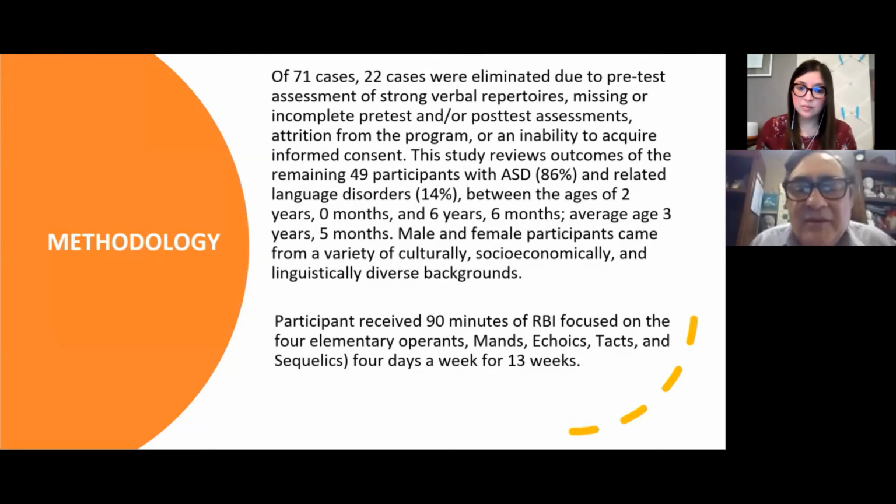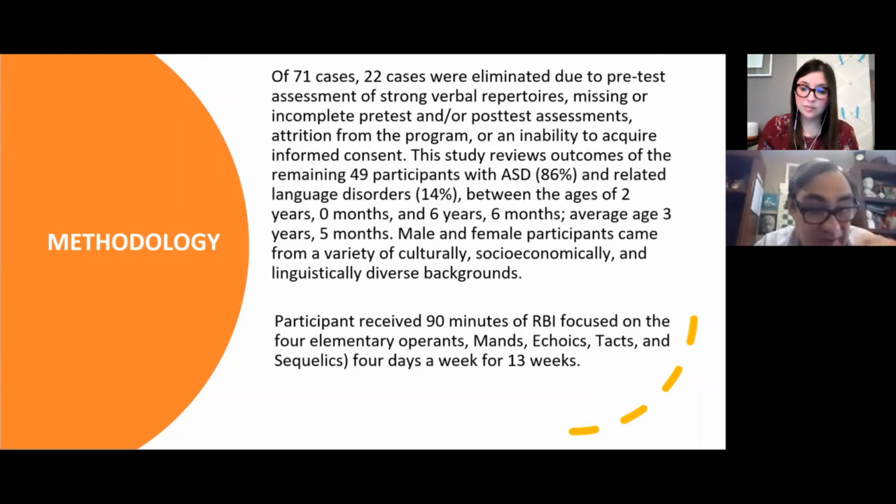Of 71 cases, 22 were eliminated due to pre-test assessment of strong verbal repertoires, missing or incomplete pre-test and post-test, attrition from the program, or inability to acquire informed consent. And so the study that we're reflecting on here reviews the outcome of the remaining 49 participants. 86% of them had autism spectrum disorder, 14% related language conditions. They were between the ages of 2 years and 6.5 years. The average age was 3 years, 5 months. There were male and female participants that came from culturally, socioeconomically, and linguistically diverse backgrounds.